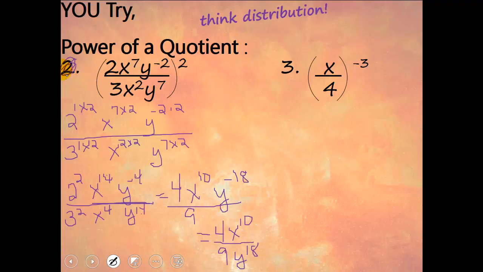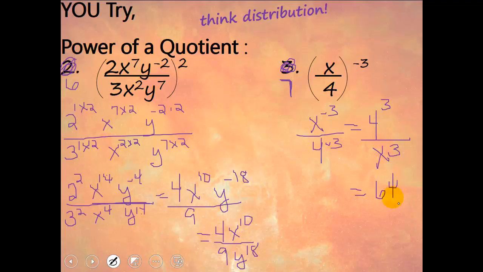I think we're going to call this 6 and we're going to call this 7 on the video questions, just so you know. All right, and then we have this one. We have x to the -3 over 4 to the -3. Now notice that I have a negative exponent here, negative exponent there. We're going to have to change their levels. So this becomes 4 to the positive 3 over x to the positive 3, which is 64 over x cubed.